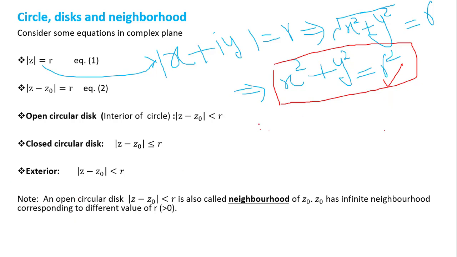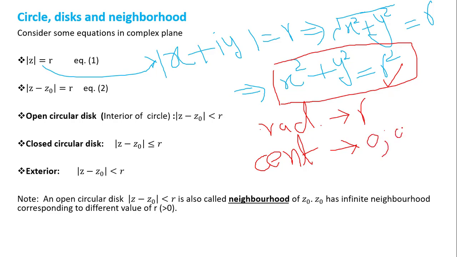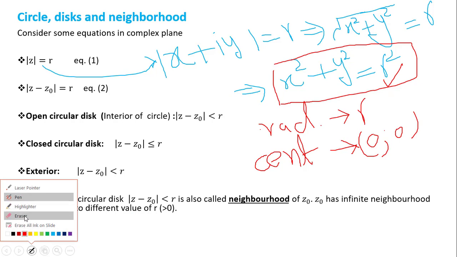Okay, let me. Radius r and center. What is the standard equation of a circle? (x minus a) whole square plus (y minus b) whole square equal to r square. Then we say that the center is (a, b). Here this is 0, this is 0, so center at origin. So if one wants to draw it, we can draw it.